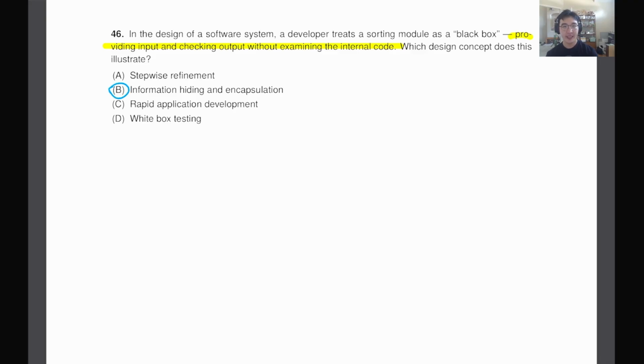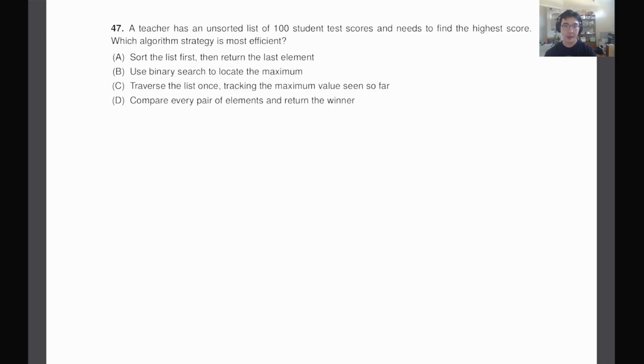That is question 46. Question 47. A teacher has an unsorted list of 100 student test scores and needs to find the highest score. Which algorithm strategy is most efficient? So here we're looking for an algorithm and looking at efficiency. So when you see that, you should immediately think of BigO.